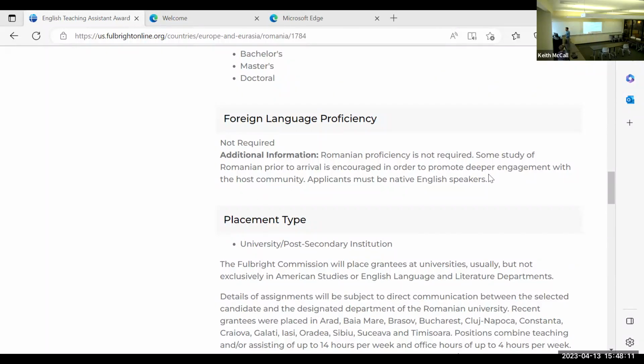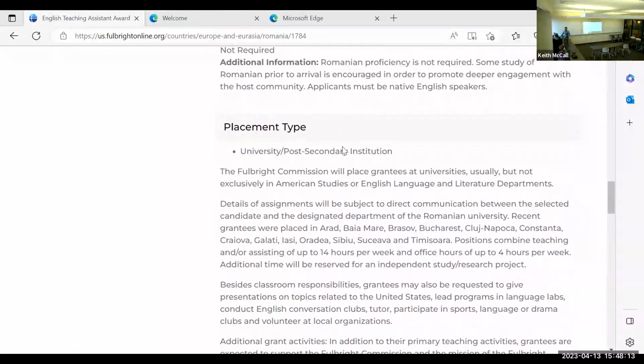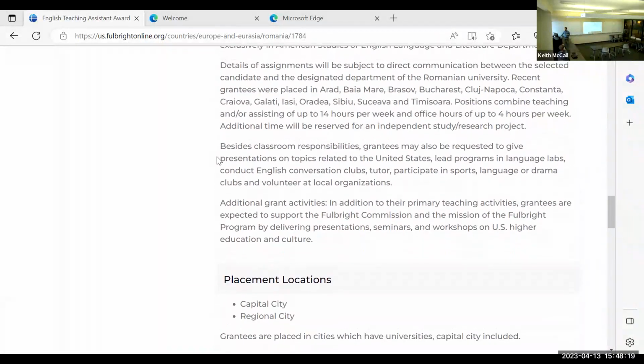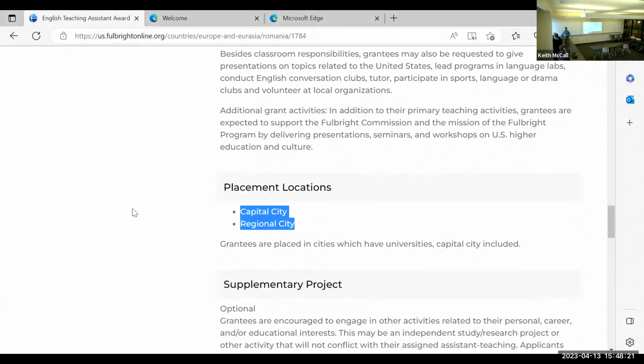For the ETA, you'll also want to pay attention to the placement type. Again, this will break down for you what sort of placements, what sort of populations you would be working with as an ETA, and tell you sort of where. So if you really don't want to go to a rural area and you see that placement locations include rural places, that might be an indication that's not the country you want to go to.